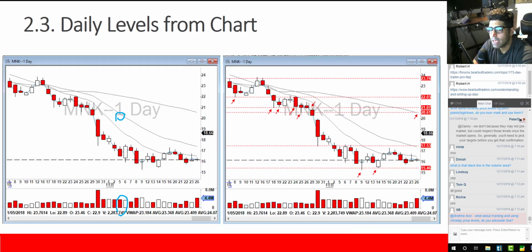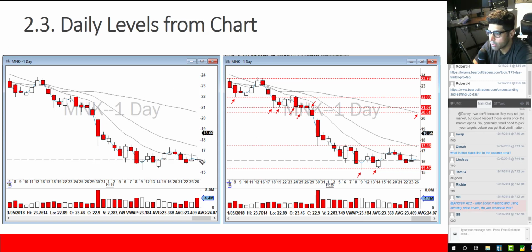Another example, this is MNK. I'll get to that, SP. So this is MNK. A stock, imagine it closes at 16, and the next day gapped up at 18.66.